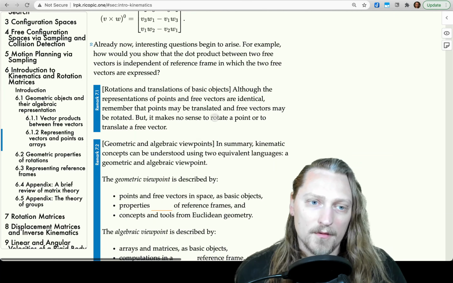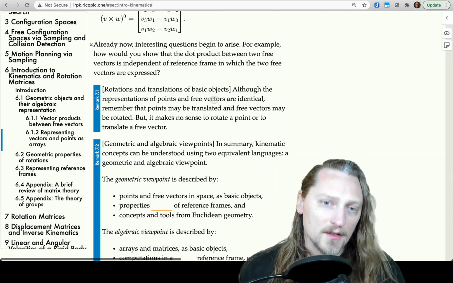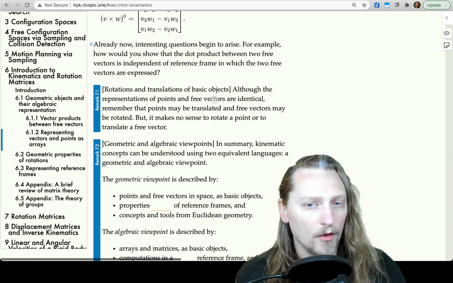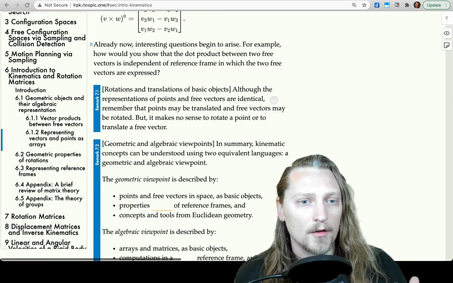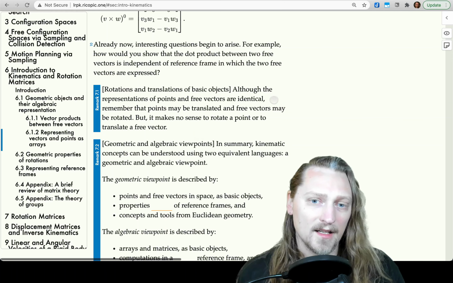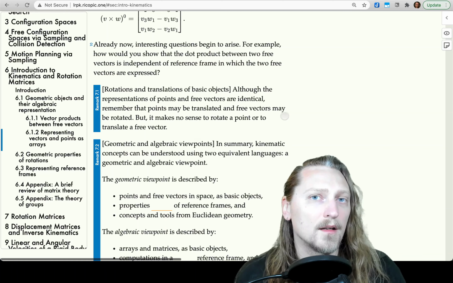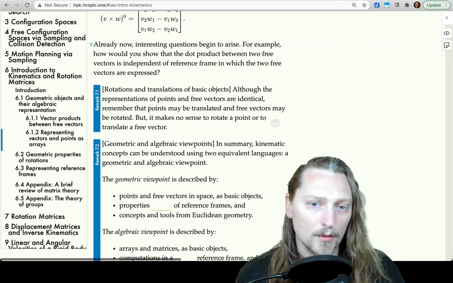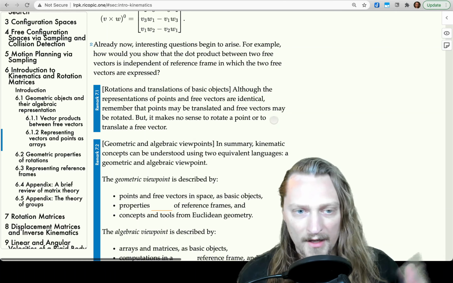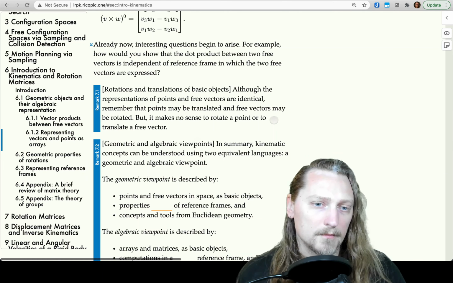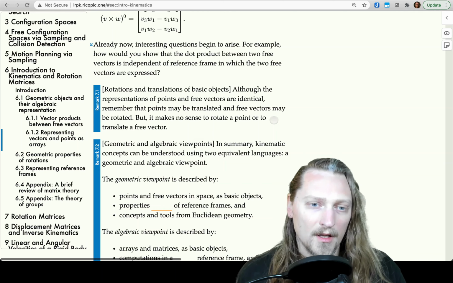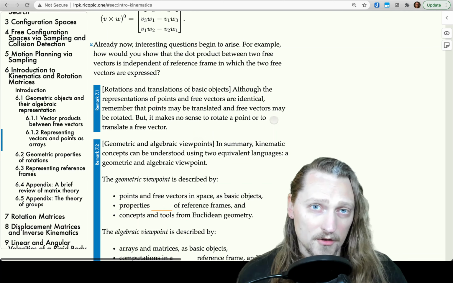Here are a couple remarks. First, on rotations and translations of basic objects. Although the representations of points and free vectors are identical, remember that points may be translated and free vectors may be rotated. But it makes no sense to rotate a point or to translate a free vector. Okay. Causes a lot of confusion if you just look at the algebraic representation.